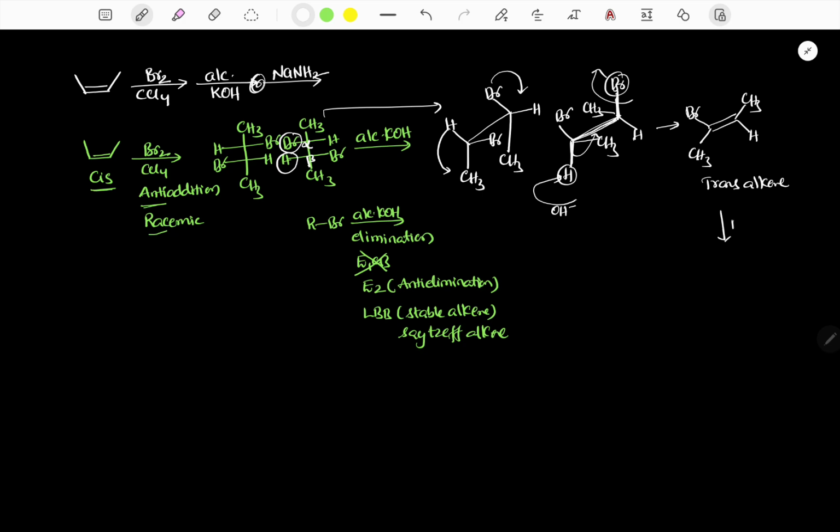Again it is treated with sodamide, NaNH2. It is a very strong base, of course stronger than alcoholic KOH. Again here it is an alpha carbon, a beta carbon, alpha leaving group and beta proton. So again NH2⁻ removes the proton through the E2 mechanism, and finally it gives the corresponding alkyne.